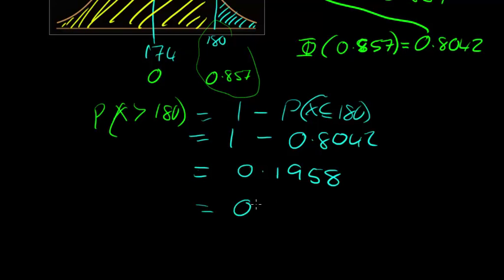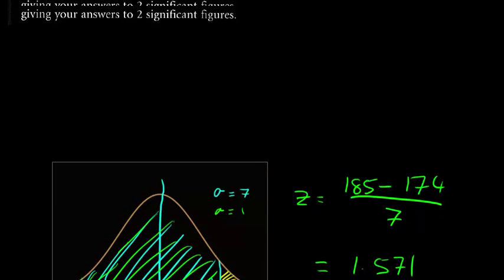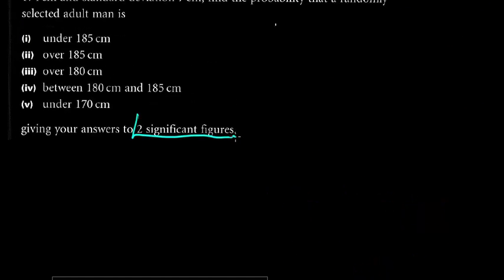So that's 0.20, correct to two significant figures. And it does ask us to give all our answers to two significant figures, which I probably hadn't done earlier. So part 4, between 180 and 185.